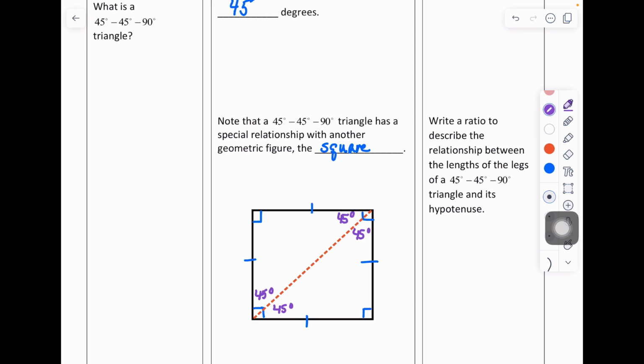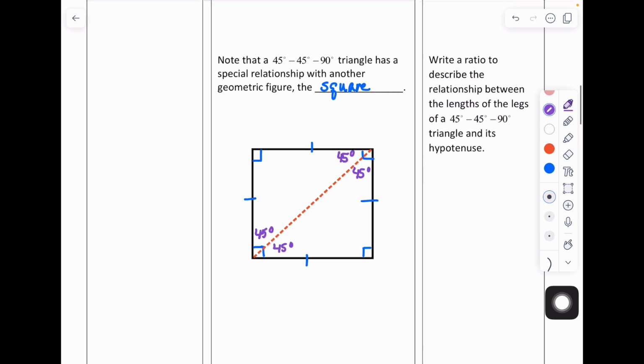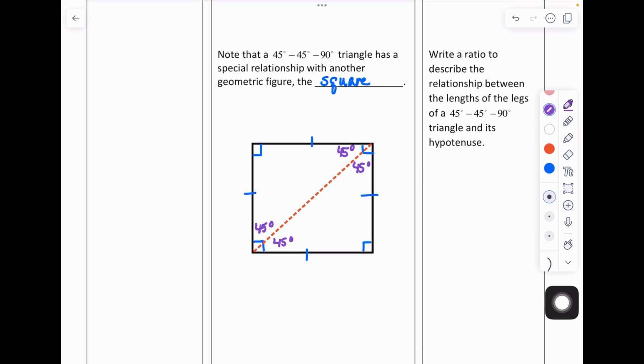And because I started with a square, we have these side lengths for each triangle that are the same measure. So if you're trying to figure out how do we know that if it's a 45, 45, 90, it has to have two equal sides, that's because a 45, 45, 90 can be made by splitting a square diagonally.